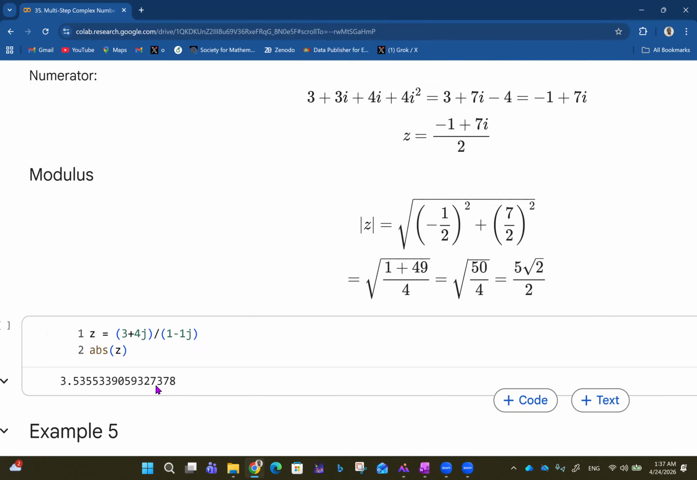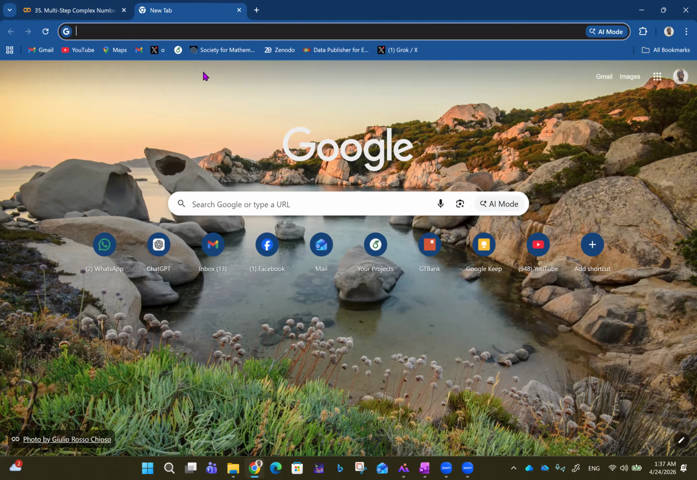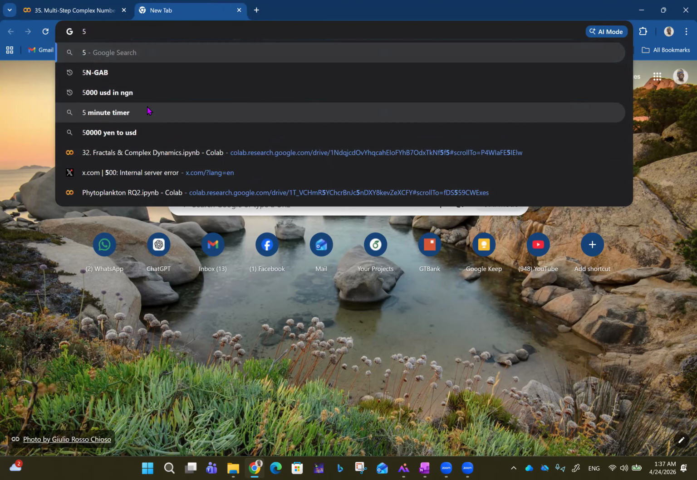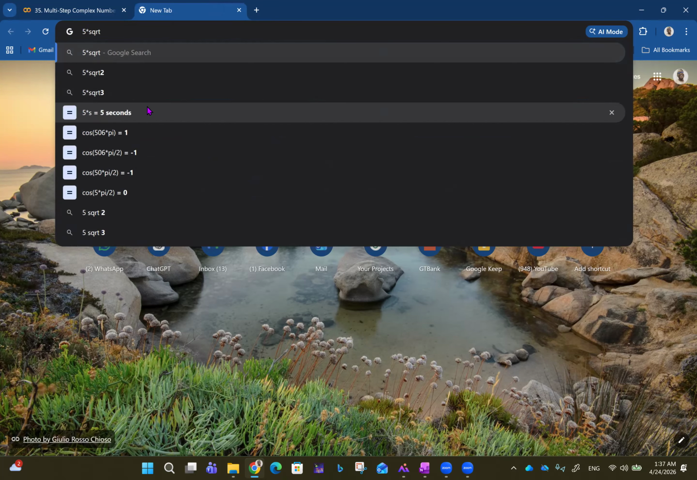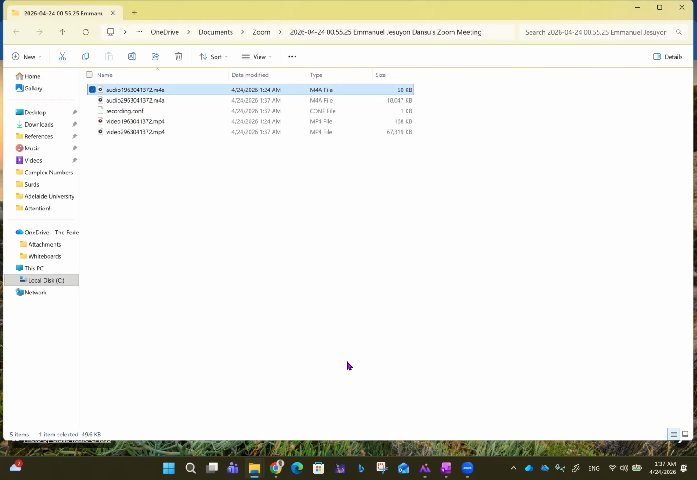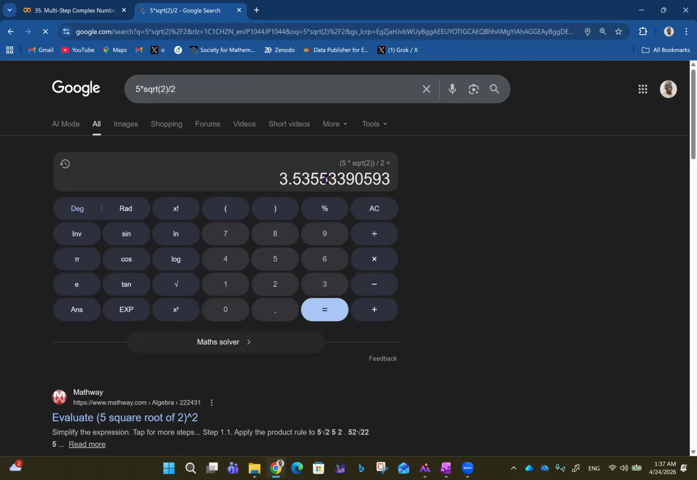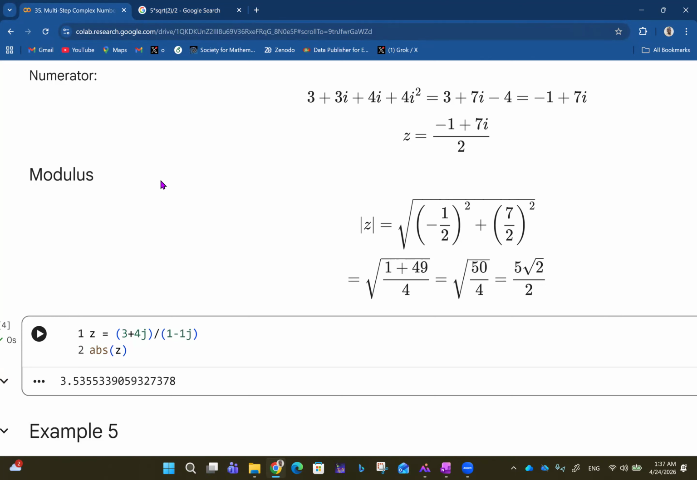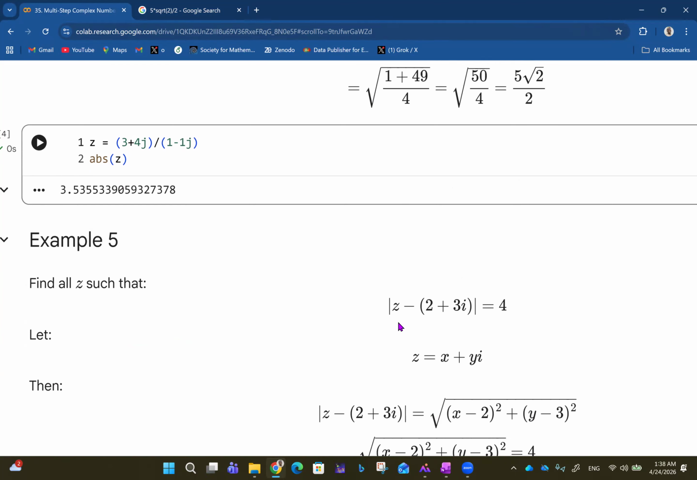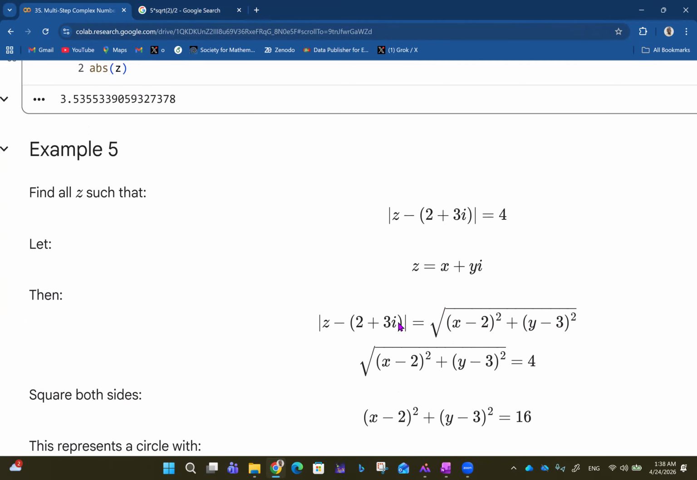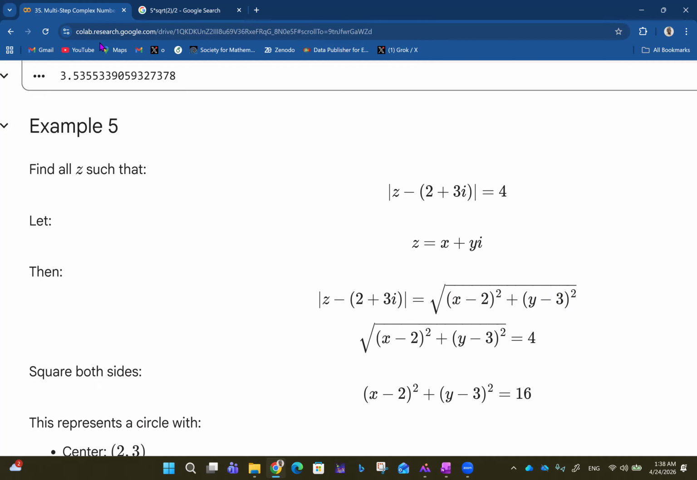And 5 root 2 over 2, if you want to confirm it numerically, we can also check on Google, or Desmos or something. So we have 5 times the square root of 2, divided by 2. That's 3.5355, and so on. So this is 3.535533 and all the rest. So that is correct.